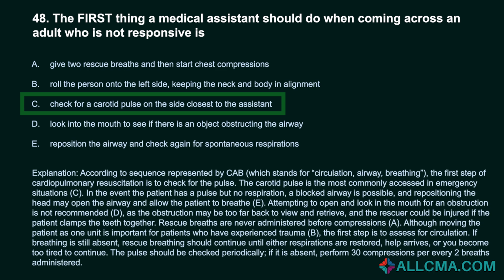According to the sequence represented by CAB, which stands for circulation, airway, breathing, the first step of cardiopulmonary resuscitation is to check for the pulse. The carotid pulse is the most commonly accessed in emergency situations. In the event the patient has a pulse but no respiration, a blocked airway is possible, and repositioning the head may open the airway and allow the patient to breathe. Attempting to open and look in the mouth for an obstruction is not recommended, as the obstruction may be too far back to view and retrieve, and the rescuer could be injured if the patient clamps the teeth together.